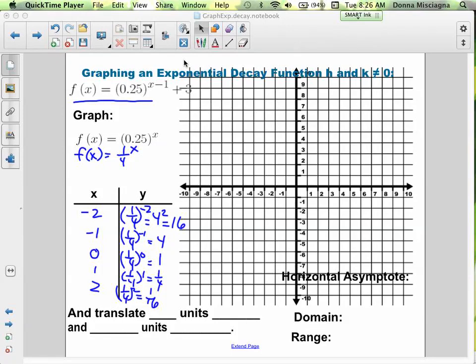All right, so we've already started this one. I had to stop the tape because we needed to reorient.